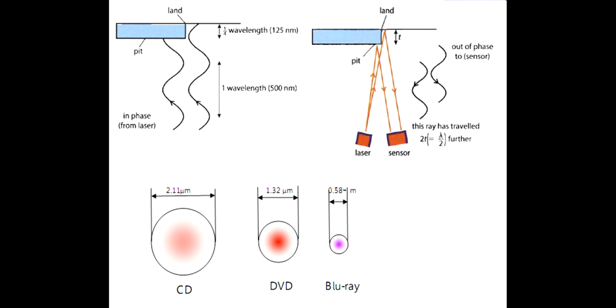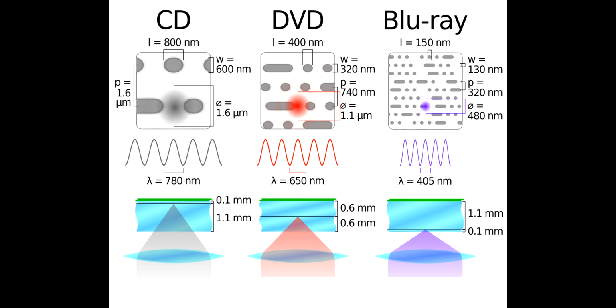Now, a big region doesn't lend itself to high resolution. A smaller dot, a smaller spatial region, will produce higher resolution or more information on a given medium. And I will now explain why. So, the reason why is because here we have a CD, DVD, Blu-ray, all right? So the CD, you see that everything is larger.